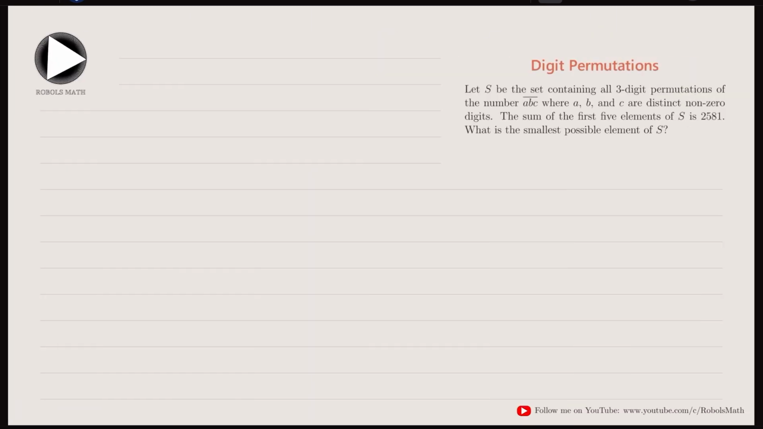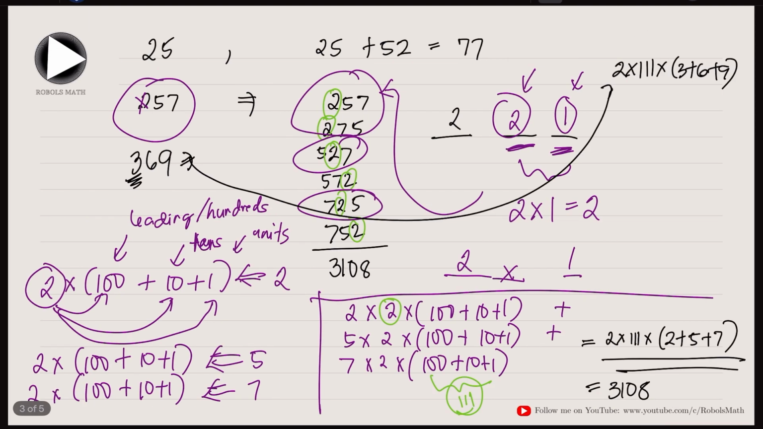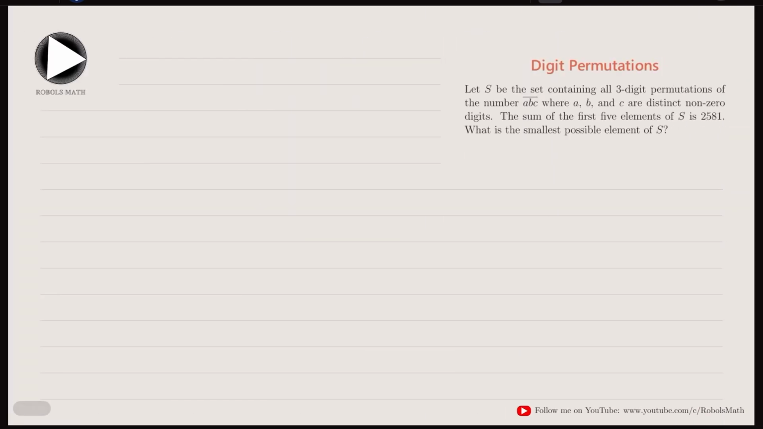So if we go back to the example we did earlier, we note that for a three-digit number where the digits are distinct, the sum will be 2 times 111 times the sum of the digits. So for the given problem, since the digits are A, B, and C, the total sum, let's just call this N, N equals 2 times 111 times A plus B plus C. So if we simplify this, we get 222 times A plus B plus C.